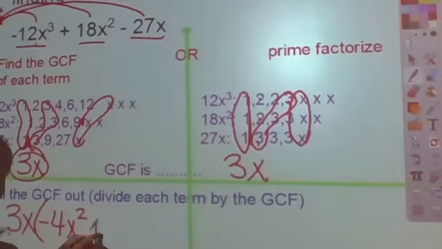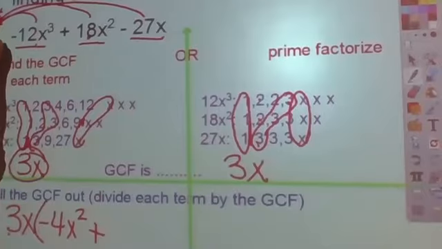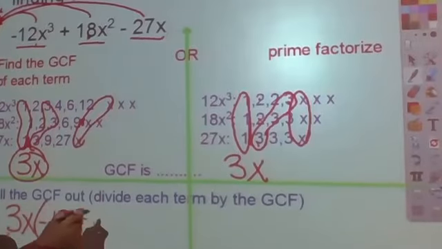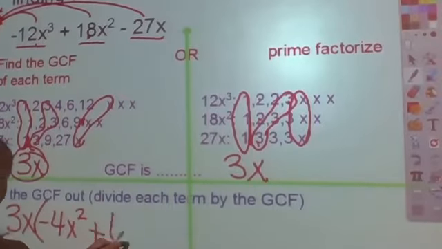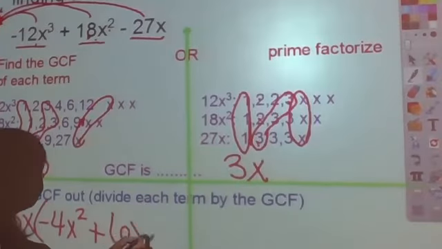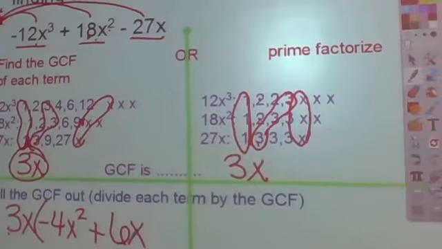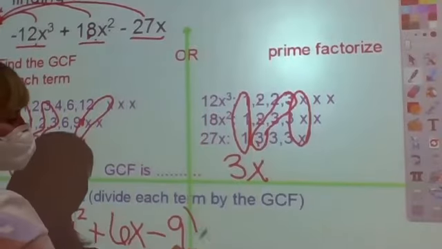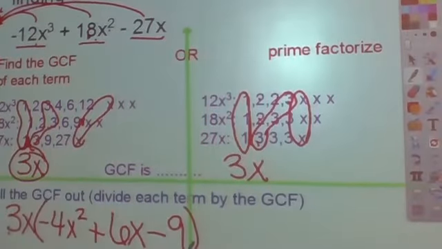Now here we go. What's 18 divided by 3? 6. Not 9, 6. And then x squared divided by x is just x. So I get 6x. Minus, here we go, 9. What's 27 divided by 3? 9. And then x divided by x is 1. So there it is. Look, we just factored that trinomial and got that.